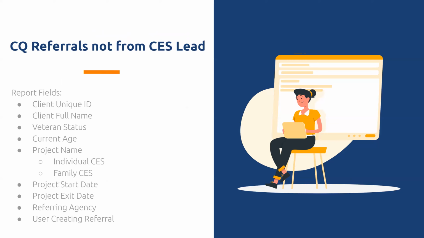In this report, you will find the following fields for the community queue referral not from CES lead. And you'll see all the clients that are referred from another agency. You'll see the ID and the name listed, as well as some profile information, veteran status and current age, and which project they're in. An important field to review is the referring agency field, as that is identifying that the client was referred from an agency other than the CES lead.